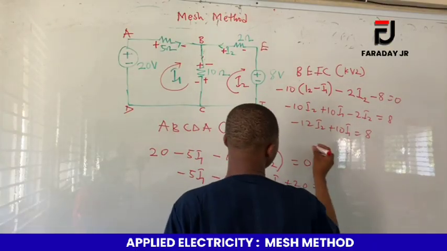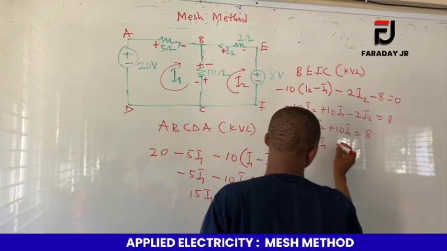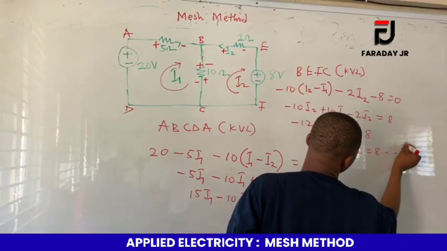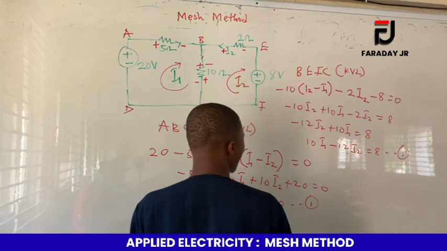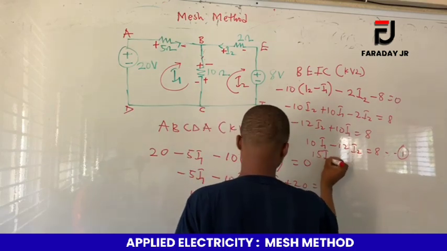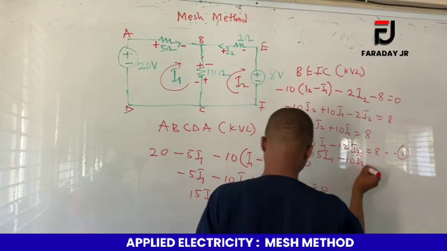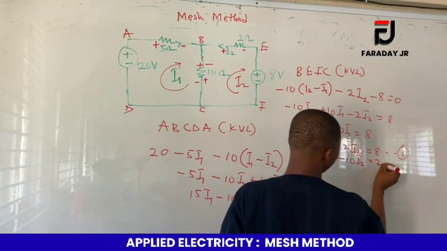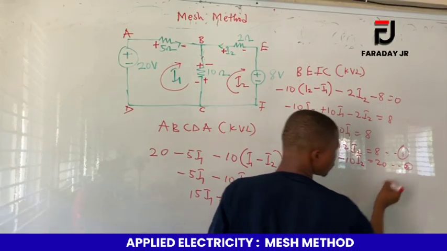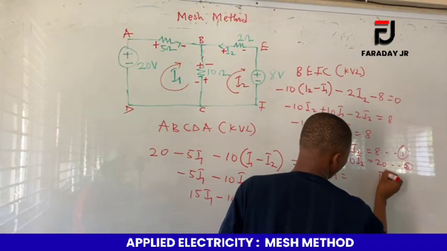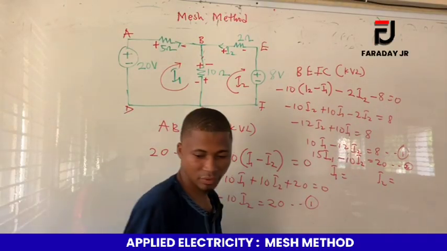So let me just write it all. 10I1 minus 12I2 is equal to 8. Let me use this one as equation 1 so that I can bring this one in. And we have 15I1 minus 10I2 is equal to 20, and this is our equation 2. So solving this simultaneously, we have I1 equal to a certain value, and I2 is also equal to a certain value.